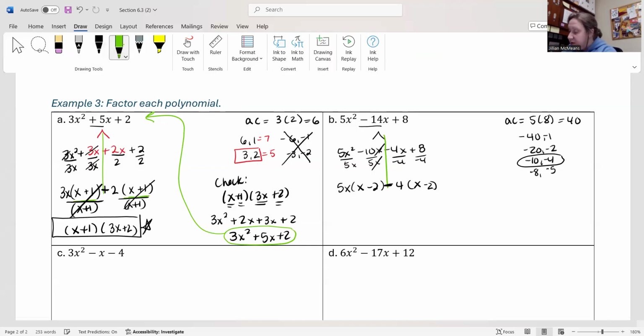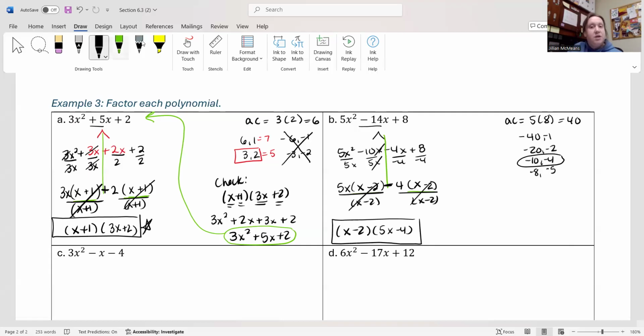And again, hopefully you can see that the two terms of this polynomial have a common binomial factor of x minus 2. So my new GCF is x minus 2. When I divide both halves by x minus 2, x minus 2 divided by itself is 1. 1 times 5x is 5x. x minus 2 divided by itself again is 1. 1 times negative 4 is negative 4. And there's your final answer. So if you want to FOIL it out to check, pause the video, FOIL it, and check yourself.